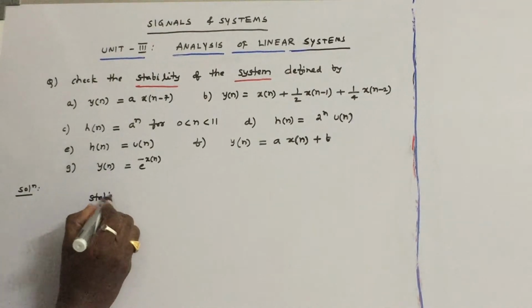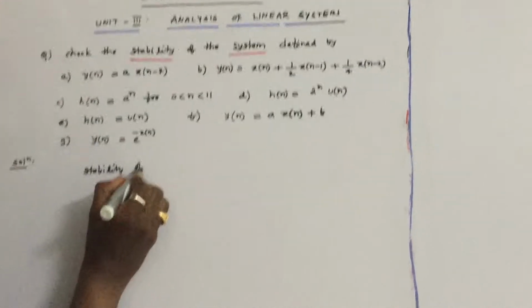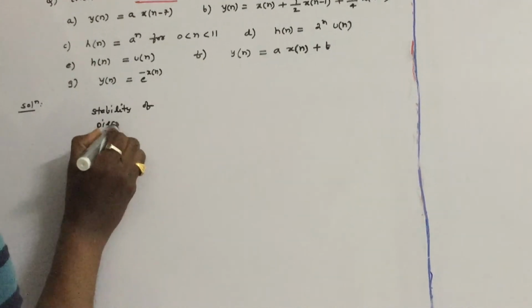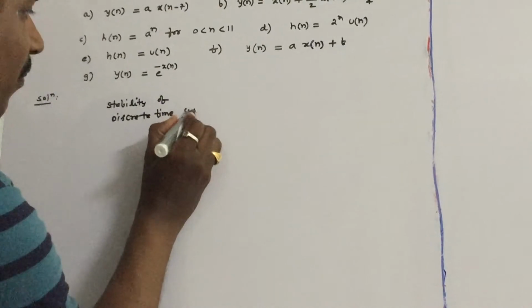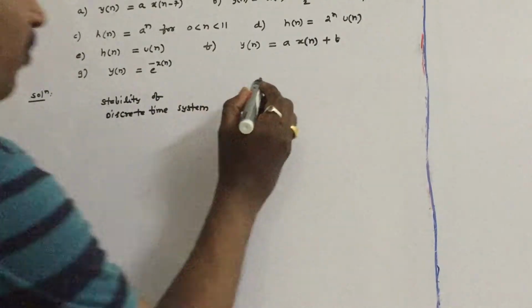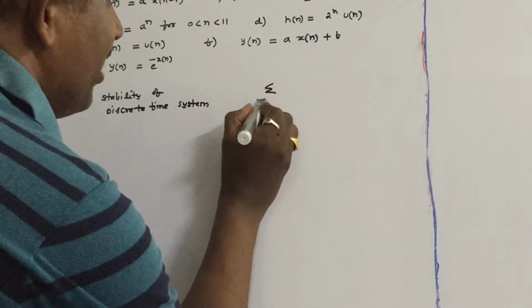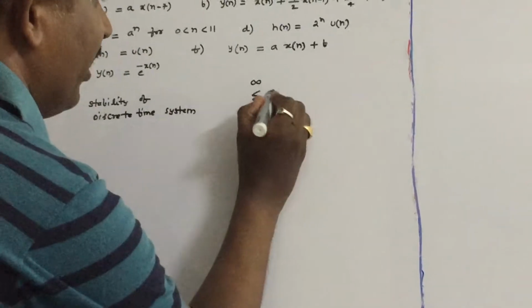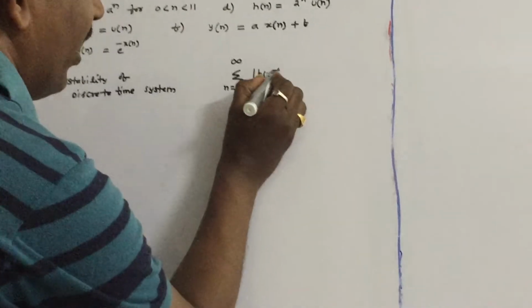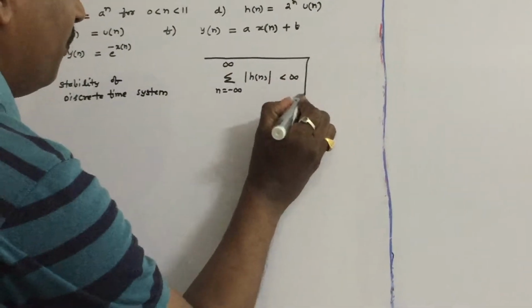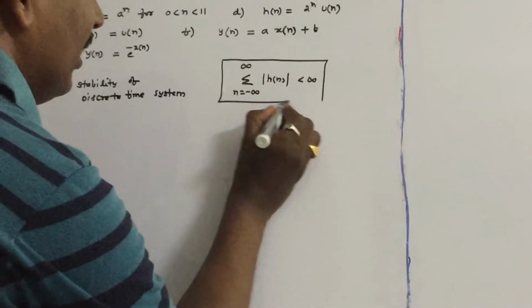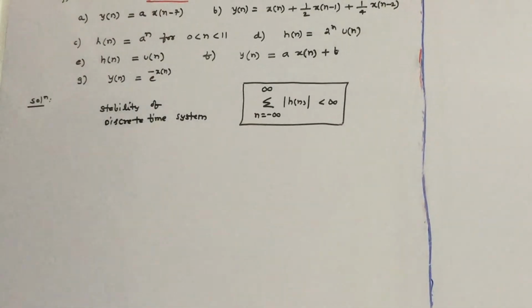I am rewriting it, the stability of discrete time system. So what is a very simple formula? Summation n is equal to minus infinity to infinity modulus of h of n. That means the impulse response of the system satisfies this condition, then the system is said to be stable system.